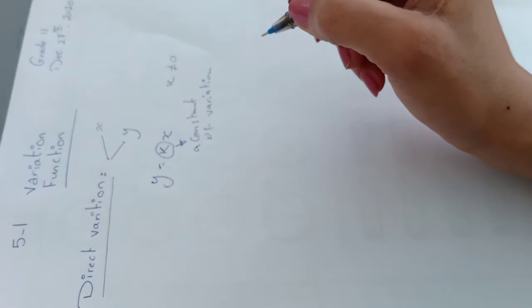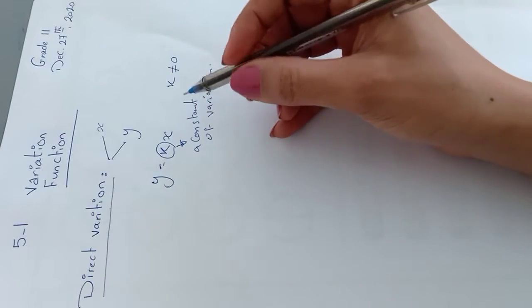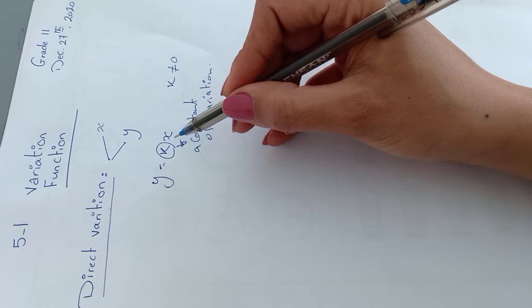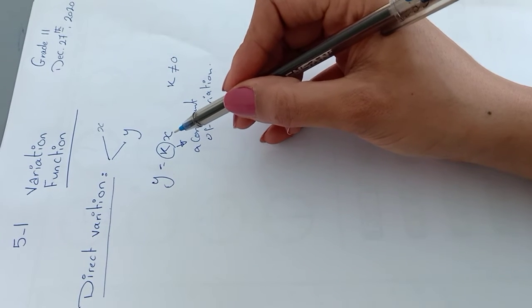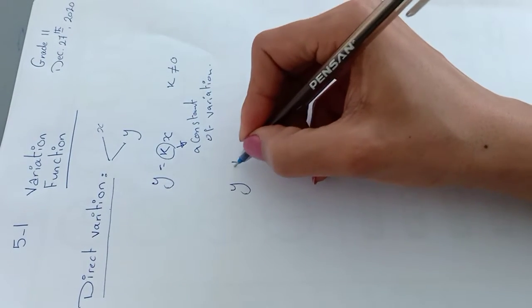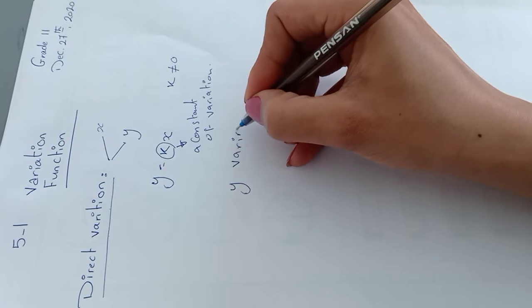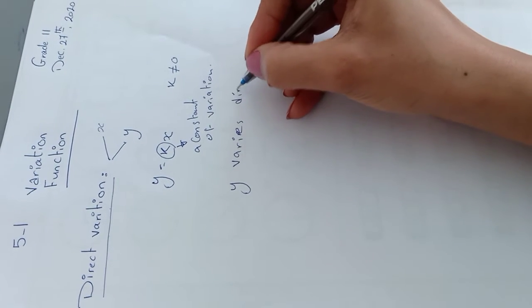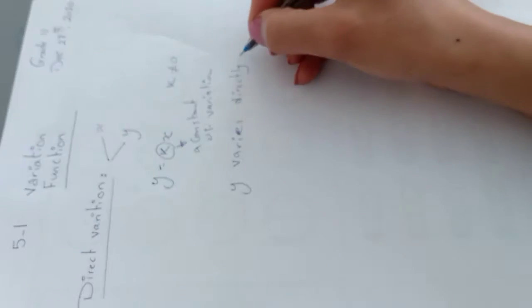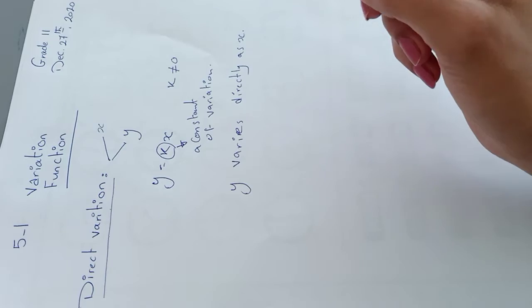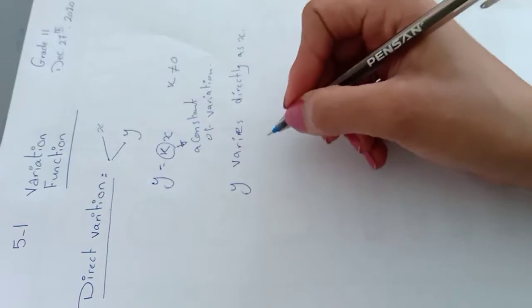Okay, so for the equation y equals kx, y varies directly as x. And a direct variation equation is a linear function.